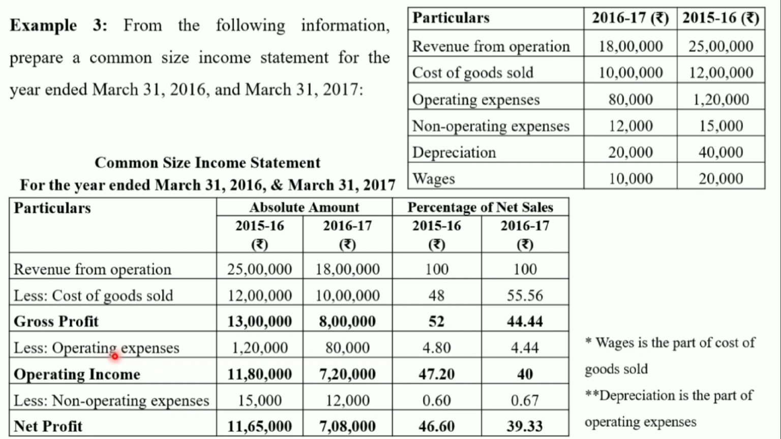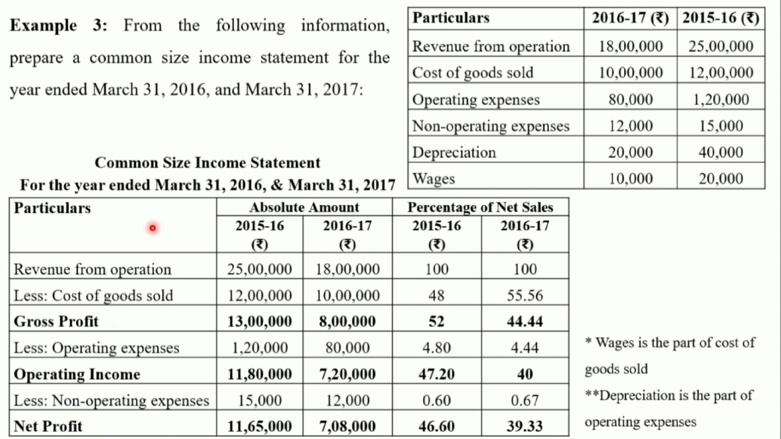When we subtract operating expenses from the gross profit, we will get operating income. Operating expenses are 1,20,000 for 15-16 and 80,000 for 16-17. Then we will get the operating income as 11,80,000 for 15-16 and 7,20,000 for 16-17. When we subtract non-operating expenses from operating income, we will get the net profit.